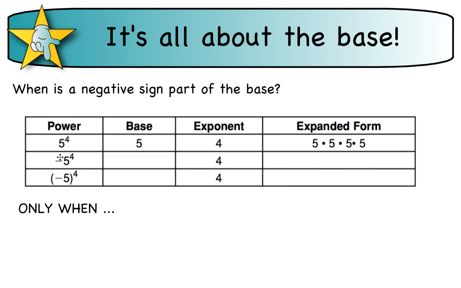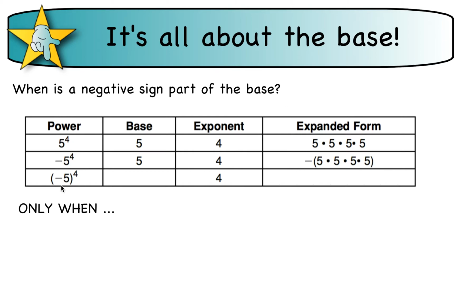Now we had a problem, I think it was identical to this one. What does that negative sign mean in front of that? What is the base in this case? This is probably the trickiest problem. The base is actually positive 5. Okay, the expanded form is 5 times 5 times 5 times 5 with a negative in front.